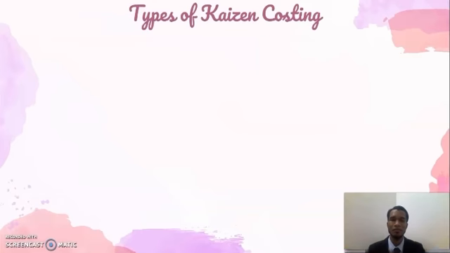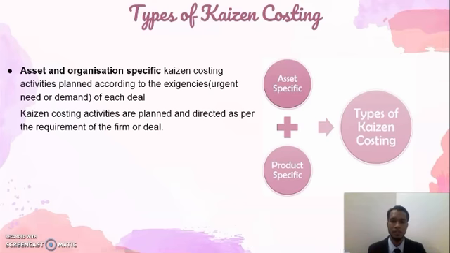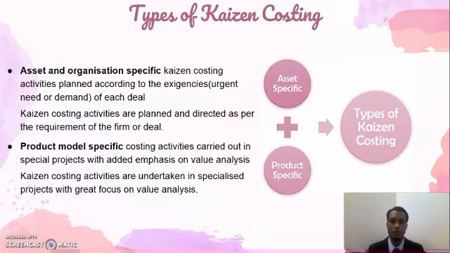To the next type of Kaizen costing. As we can see here, asset specific plus product specific, and then we can get different type of Kaizen costing. What is asset specific? Asset and organization specific Kaizen costing activities planned according to the exigencies, urgent need or demands of each team. Kaizen costing activities are planned and directed as per the requirement of the firm or team. Next, product specific. Product model specific costing activities carried out in special projects with added emphasis of value analysis. Kaizen costing activities are undertaken in specialized projects with great focus on value analysis.